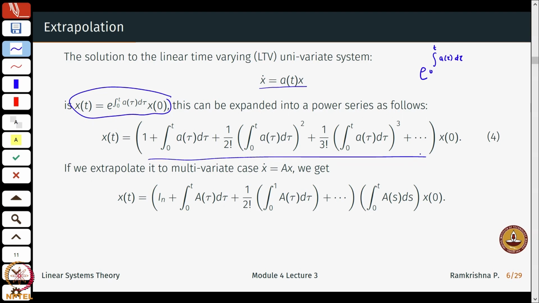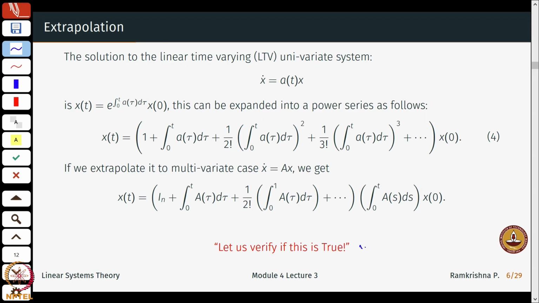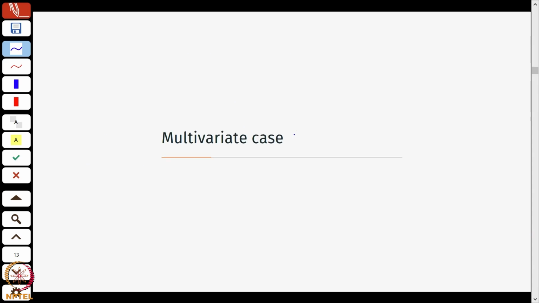Okay. Now, let me try to extrapolate this to the multivariate case where x dot is A(t) x, with x being in R^n instead of R. Can I just write it directly in this way, and also verify if this is true? How do we verify if this is a solution? I just try this for the vector case and check. Again, what do I need to verify? I need to verify the initial condition. I also need to verify that this solution satisfies the differential equation by just differentiating this x(t).